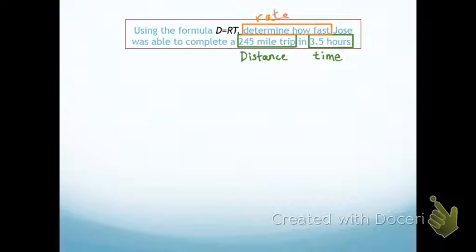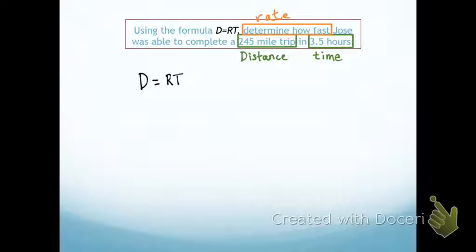The first example says, using the formula D equals RT, determine how fast Jose was able to complete a 245-mile trip in 3.5 hours. First things first, we need to look in the problem and find out what information they tell us and what they're asking us to solve for. The first thing that I recognize is it's a 245-mile trip. That's our distance. It takes 3.5 hours. That's our time. And they're asking us to determine how fast. That is our rate. So in the formula, D equals RT, they're asking us to solve for the rate.